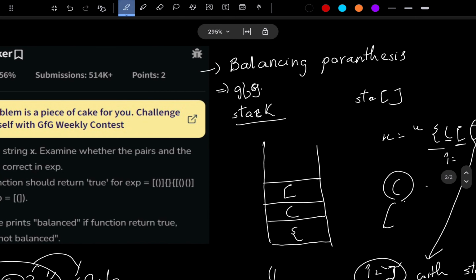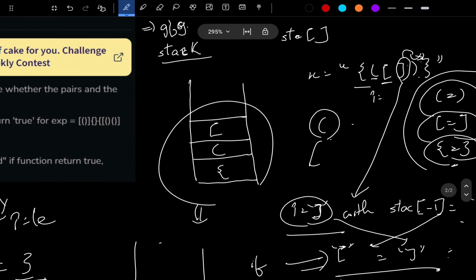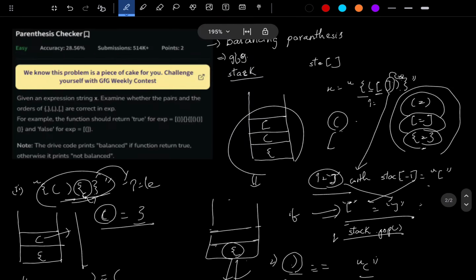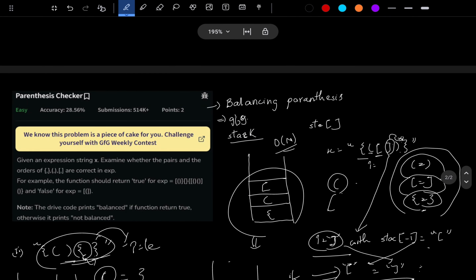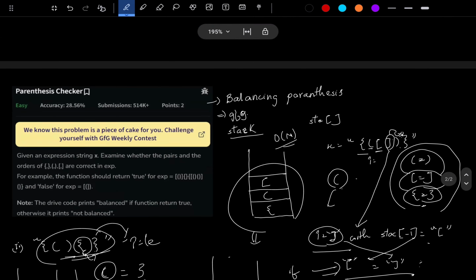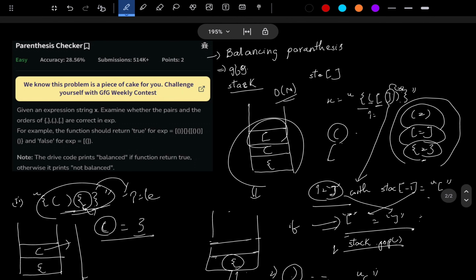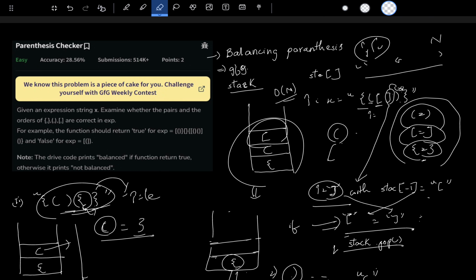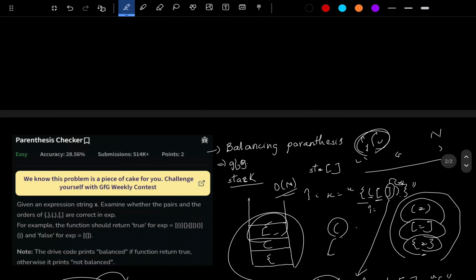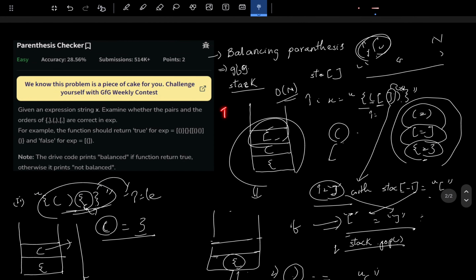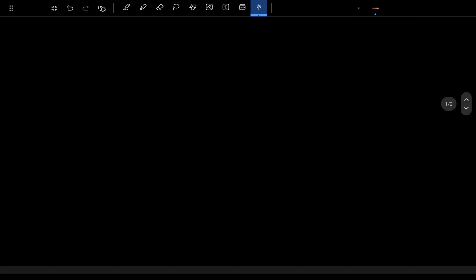Let me tell the time complexity of this one. As we are using the stack, the space complexity is O(n) for the stack, and the time complexity is O(n) because at each iteration we are just taking the stack top and also the input string's element. So we are moving from i equal to 0 to i equal to n, and we are checking each element with the stack top. So time complexity is also O(n), and space complexity is also O(n). Let us see the coding part.